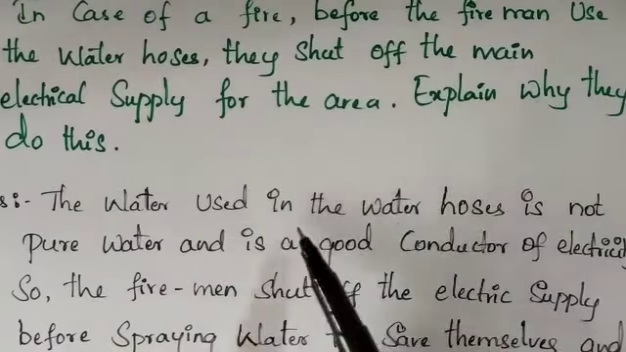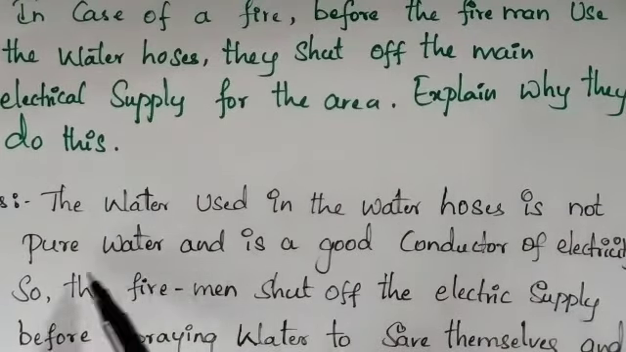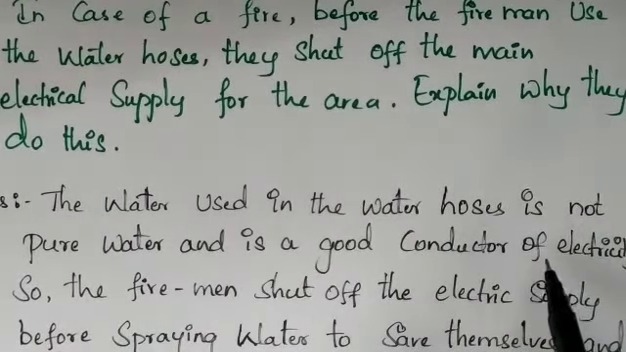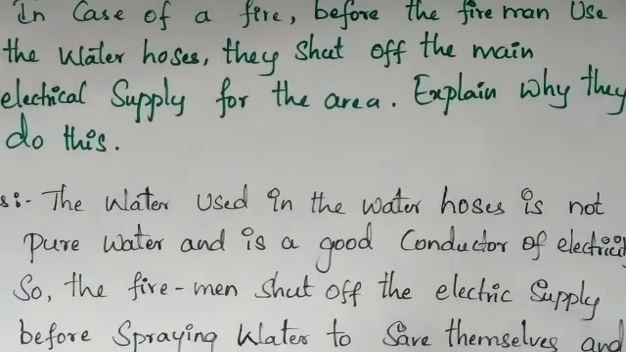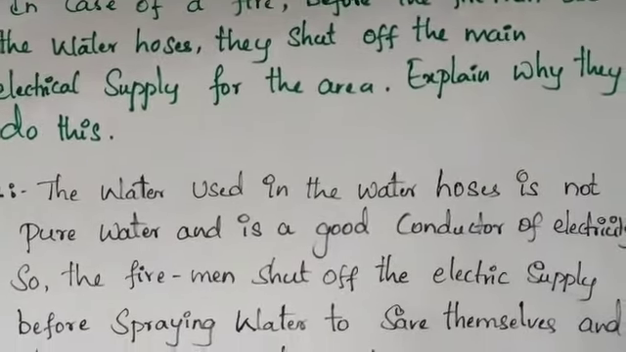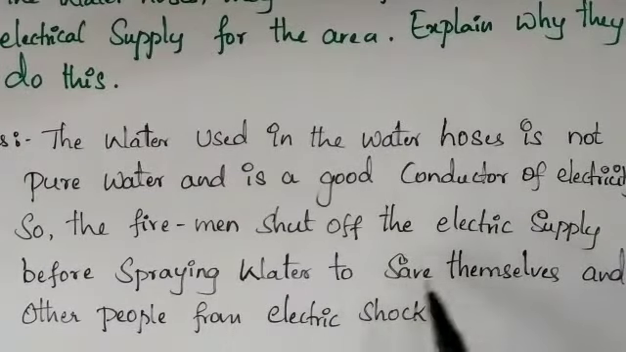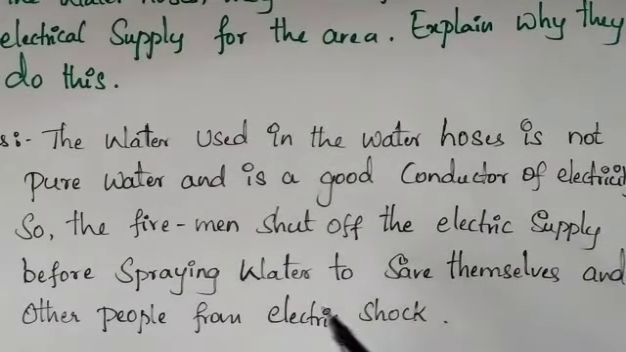The water used in the water hoses is not pure water. It is a good conductor of electricity, isn't it? The water the fireman uses is not pure water; it is impure water. That means the water is a good conductor of electricity. So the fireman shuts off the electrical supply before spraying water to save themselves and other people from electric shock.